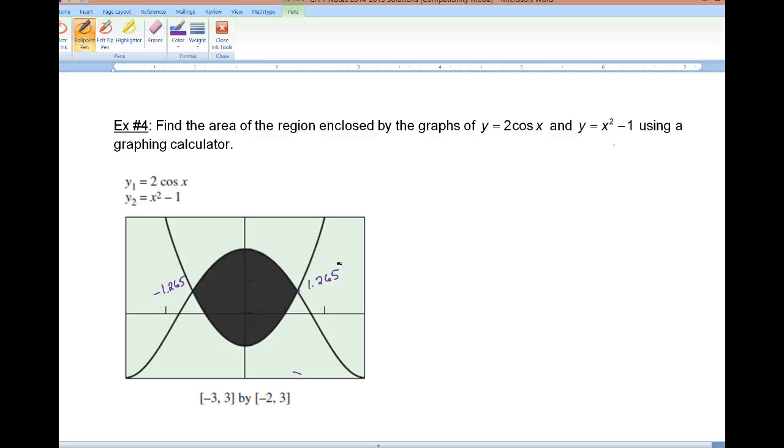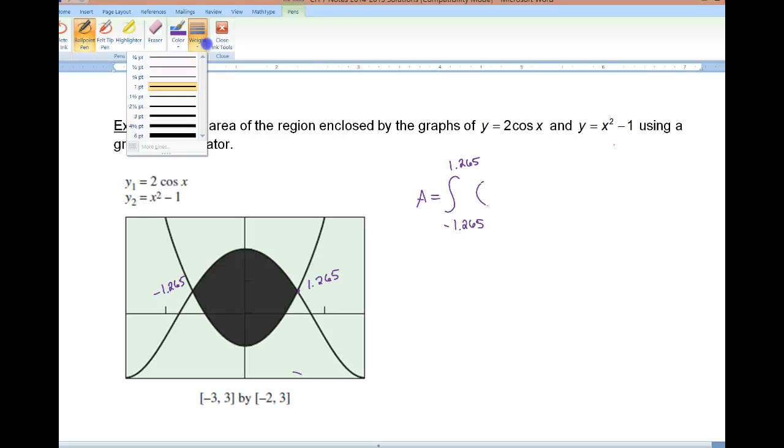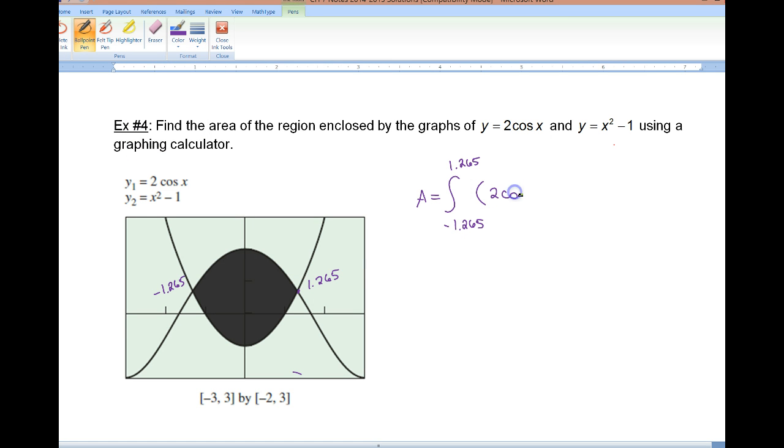Okay, so how do we set up our integral? And which one do we want? Be careful here. Which one is the upper curve and which one is the lower? 2 cosine x is the top one, minus x squared minus 1, so it'll become plus 1 dx.